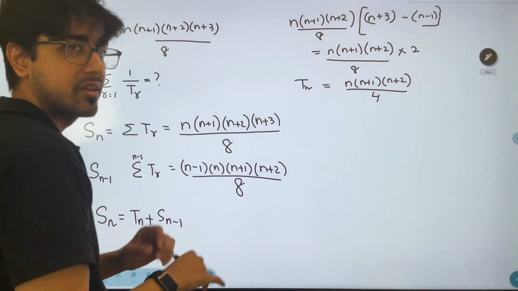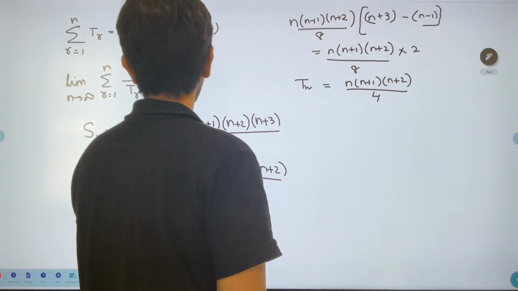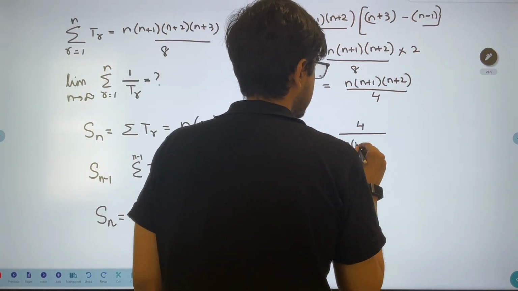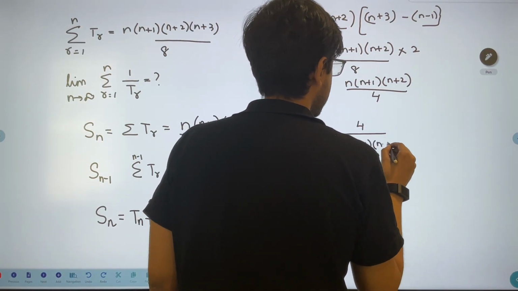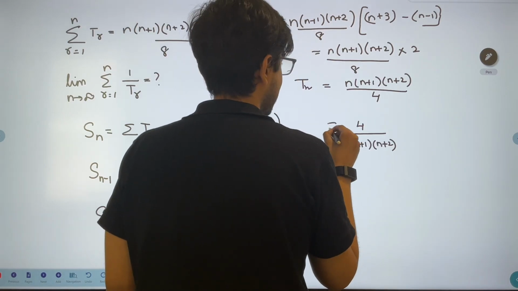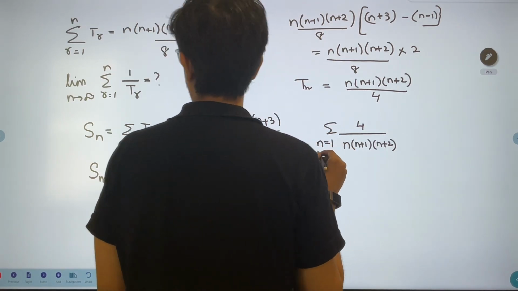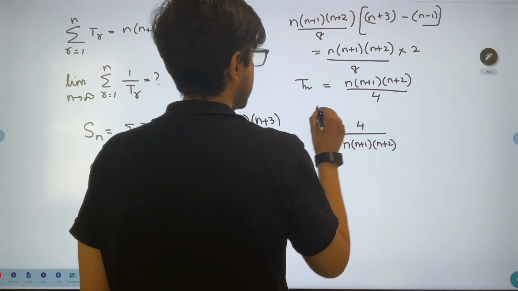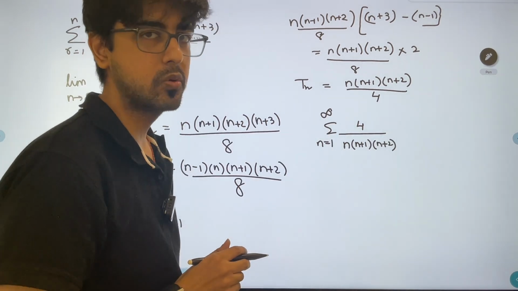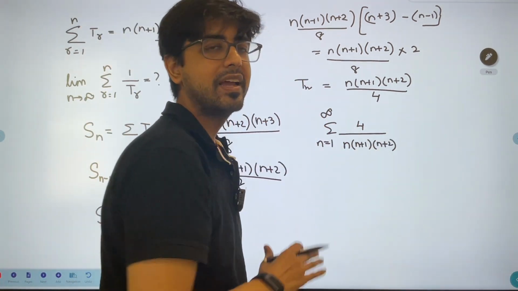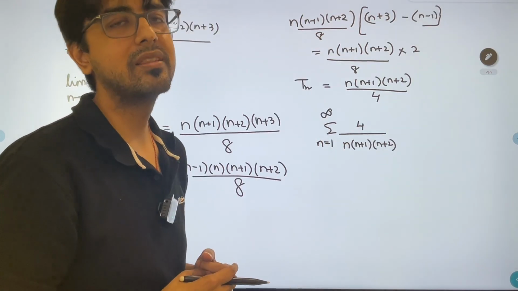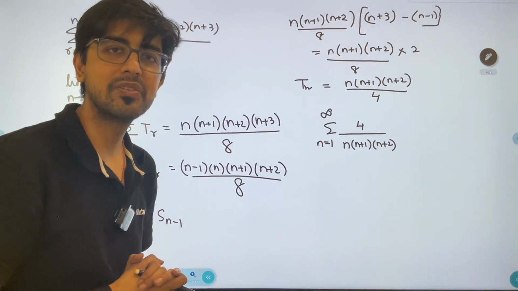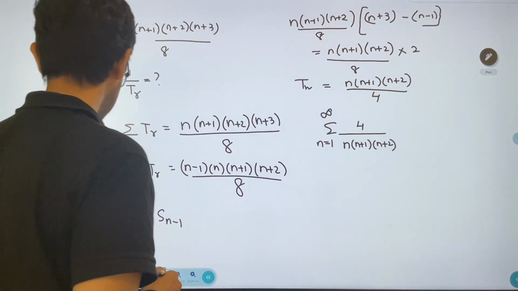Now, since we want the reciprocal, we will simply write this as 4 by n plus 1, n plus 2, summation as n varies from 1 to infinity, as the limit is tending to infinity. And then all we have to do is split this into its respective partial fractions and the question will be solved. Let's quickly do that, right?